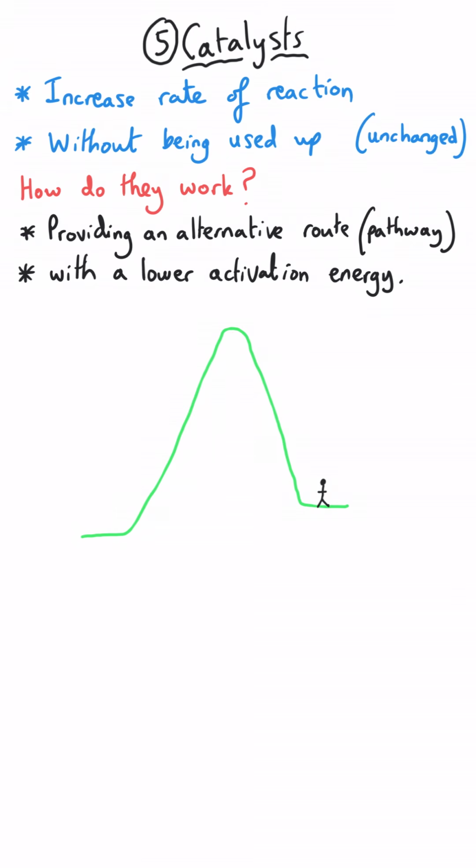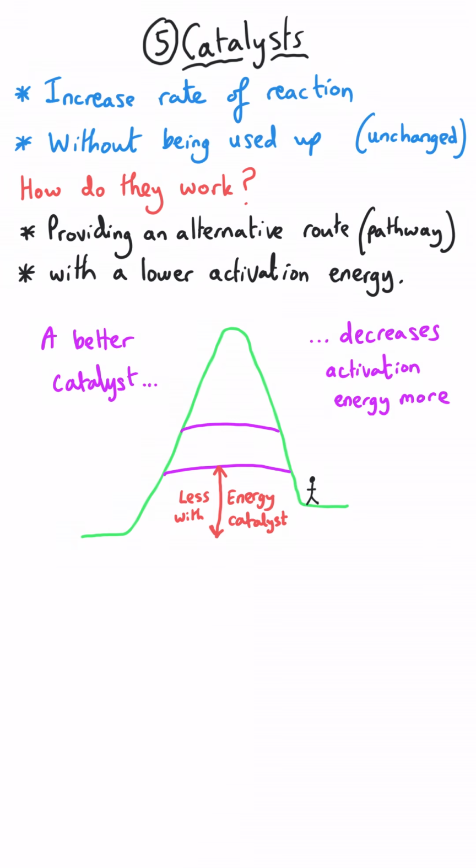A catalyst in this metaphor is symbolised by a tunnel, and that tunnel is not quite as high up as the top of the peak, and therefore that allows this person to get over to the other side of the hill without putting in the energy it required to get over the top of the hill. And different catalysts will have different efficacies because they are a tunnel at different heights up the hill. They reduce that activation energy by different amounts.